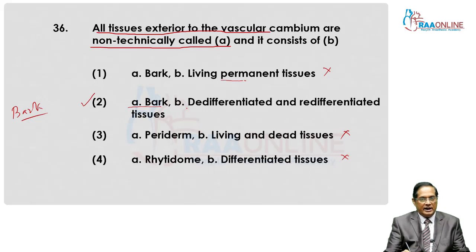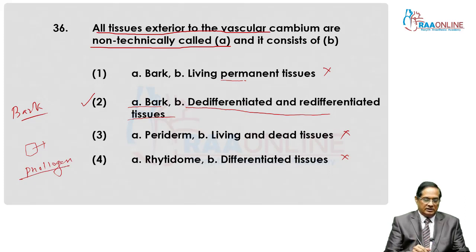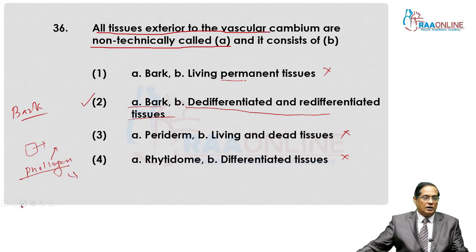Bark is dedifferentiated and redifferentiated tissue. Dedifferentiation is when a living permanent cell regains the power of division, and because of dedifferentiation, phellogen is formed. This phellogen forms new cells on both sides: towards the outer side it forms cork, towards the inner side it forms secondary cortex. They also lose the power of division, that is redifferentiation. Cells obtained from phellogen are redifferentiated cells, and phellogen itself is a dedifferentiated structure. That's why the better option is the second one.